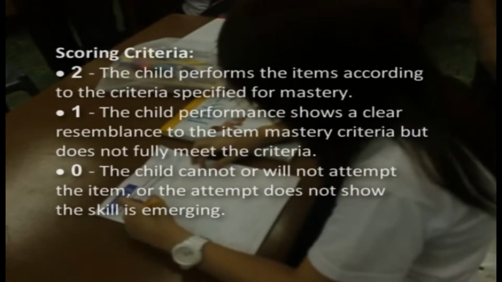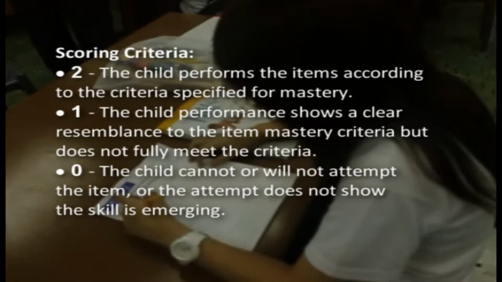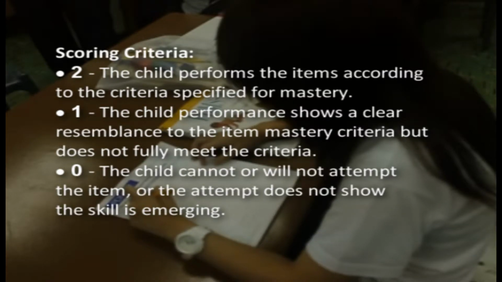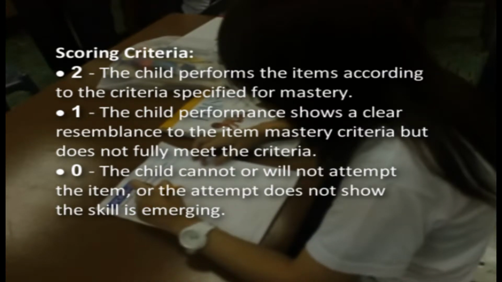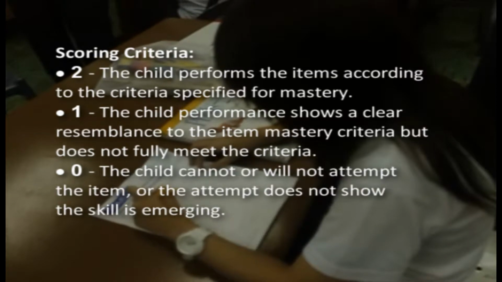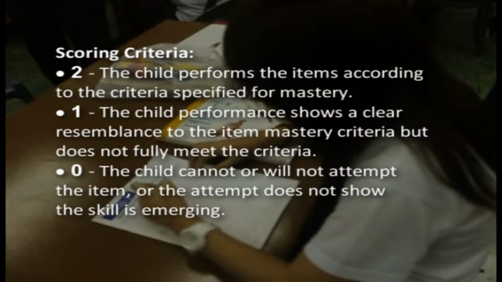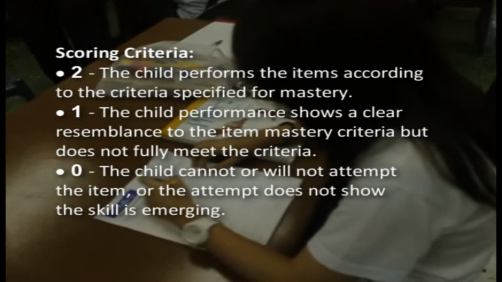The PDMS2 norms are based on scoring each item as 2, 1, or 0. The examiner must decide how to score the item based on his or her judgment of the child's performance and the specific criteria provided for each item. The general criteria for scoring items are as follows.